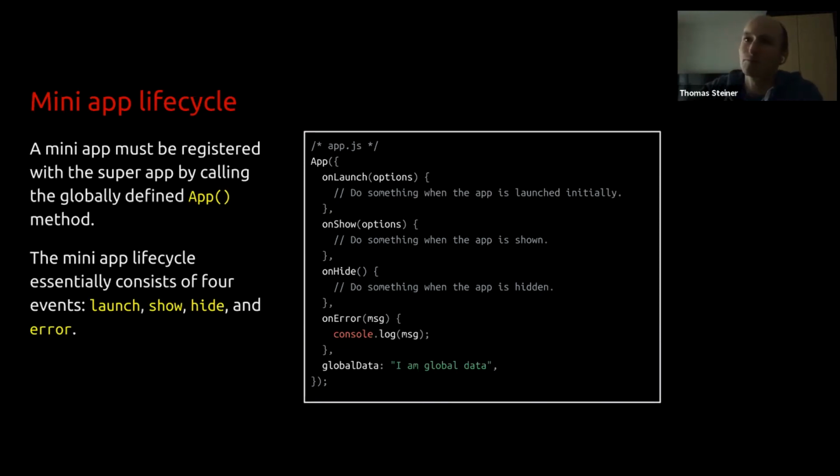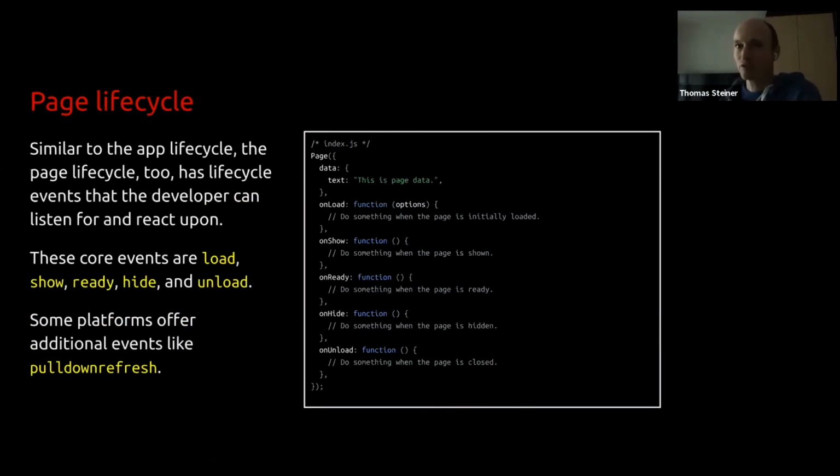So pretty straightforward. Each mini app consists of a couple of pages, and just like the app per se, all the pages as well have lifecycle events that you can connect to and listen to. The core events are load, show, ready, hide, and unload. So when a page gets hidden, obviously the hide function gets called and so on. Some platforms also offer more convenience functions, like for example pull down refresh, which allows you to react to a pull down to refresh directly with a built-in lifecycle function of the page, so you don't have to build it yourself.